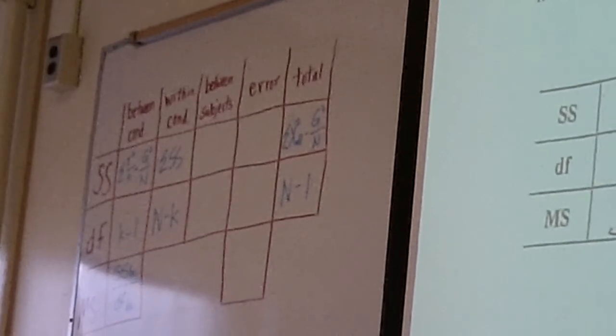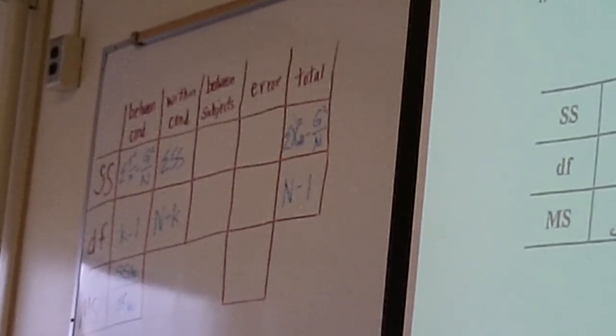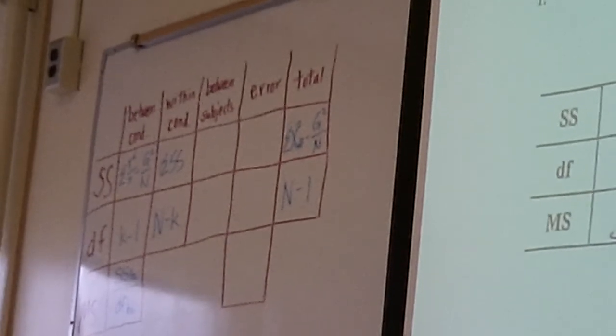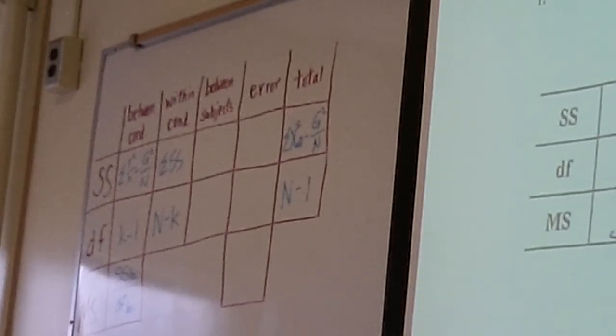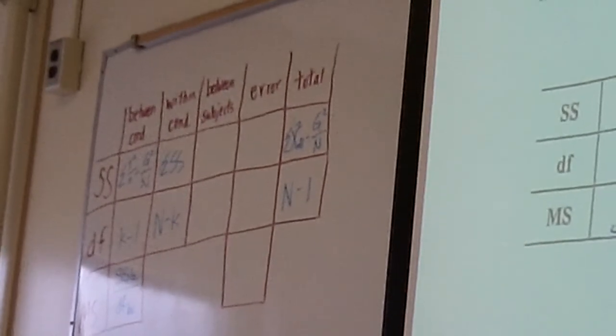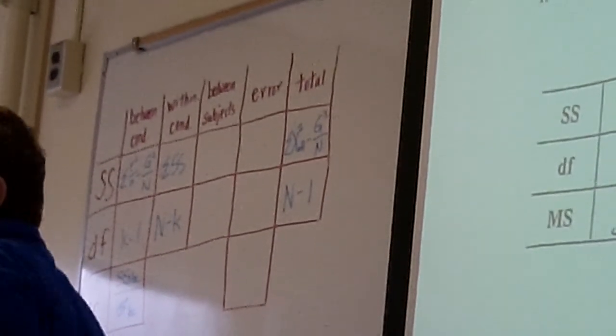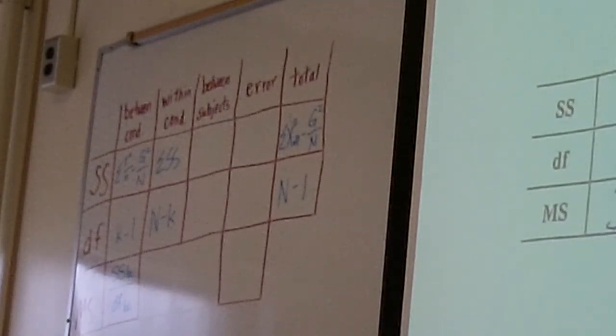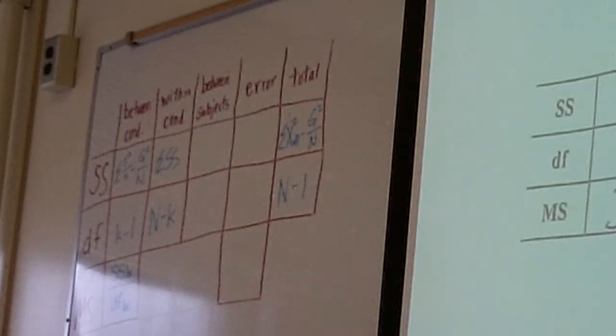Okay, so all of these calculations are exactly the same for both ANOVA. Now, these boxes in here are the boxes that are unique to related groups ANOVA. Now, to get sum of squares between subjects, this is different. It's not between conditions. This is between subjects. So you have to keep your sum of squares BC separate from your sum of squares BS. BC and BS are not the same thing.